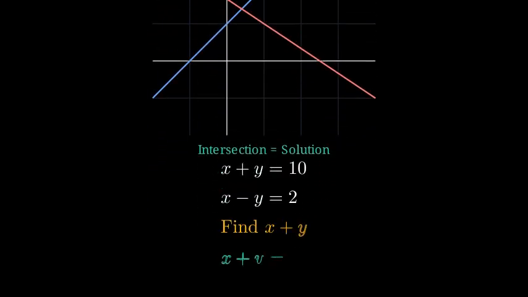Sometimes the SAT doesn't ask for x and y. Instead, it asks for an expression like x plus y or 2x plus 3y. If the expression is already given, do not solve. Here, x plus y is already 10.